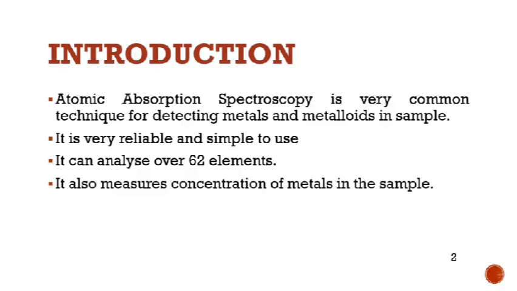Introduction. Atomic absorption spectroscopy is a very common technique for detecting metals and metalloids in samples. It is very reliable and simple to use. It can analyze over 62 elements. It also measures the concentration of metals in the sample.